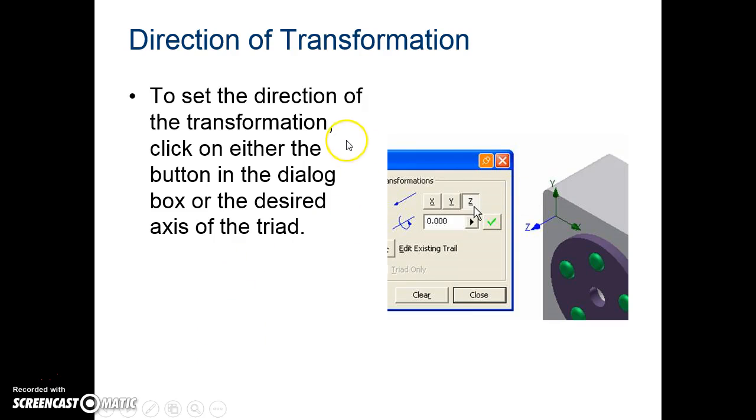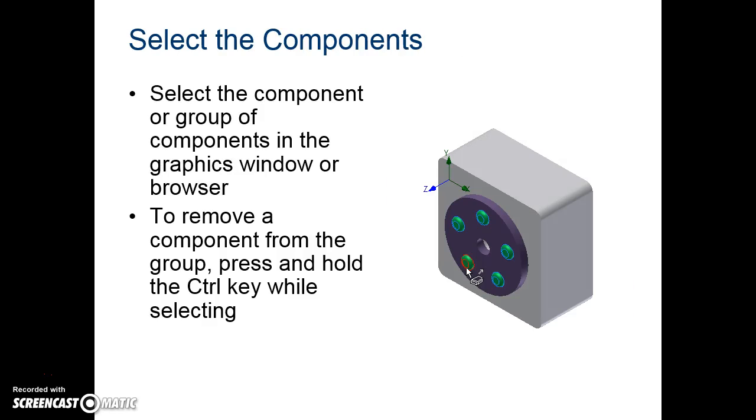To set the direction of the transformation, click on either the button in the dialog box or the desired axes of the tie rod. Select the component or groups of components in the graphics window or browser.